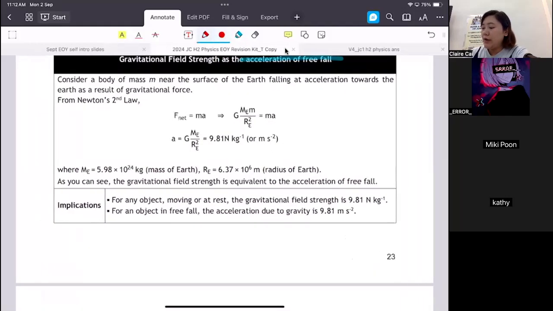If the weight is the only force, then F net will equal the gravitational force. F net is ma, and my gravitational force I can write as mg, mass times gravitational field strength, and therefore a will equal g. So the a here is what we call the acceleration of free fall, and the g here is your gravitational field strength.